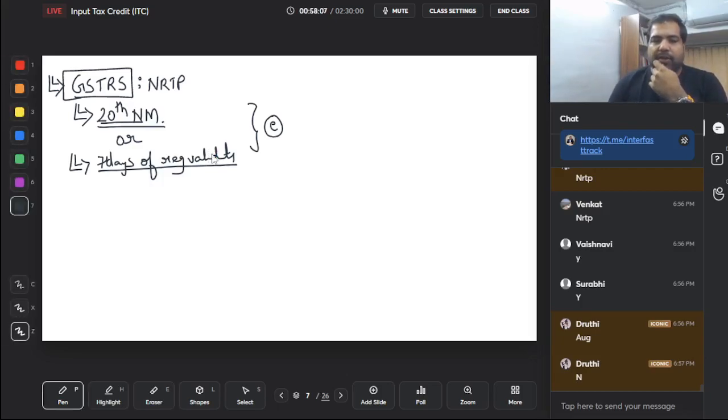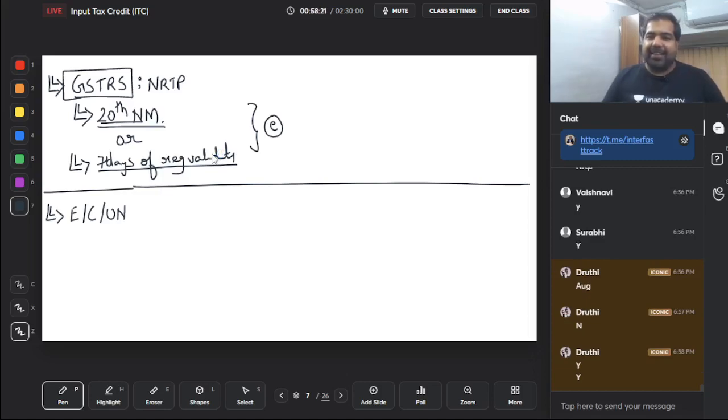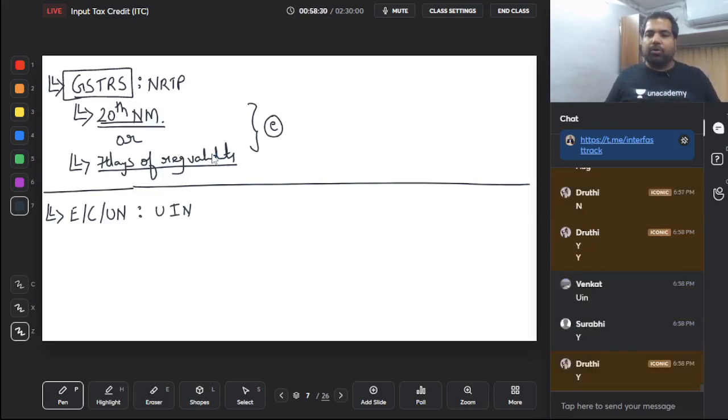That is GSTR 5. And please tell me, guys, are embassies, consulates and United Nations offices important for a country like India? Yes. In that case, do you remember they applied for a unique identity number to take refund of GST? Yes. Good Venkat, good Surabhi, good Dhruti. And in that case, they have to file their return called GSTR 11.